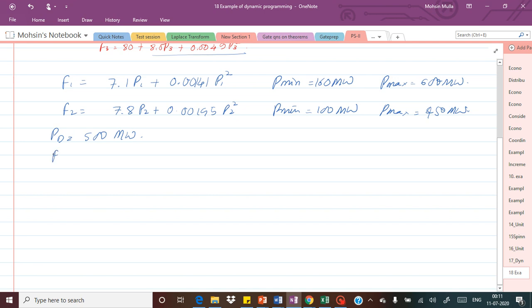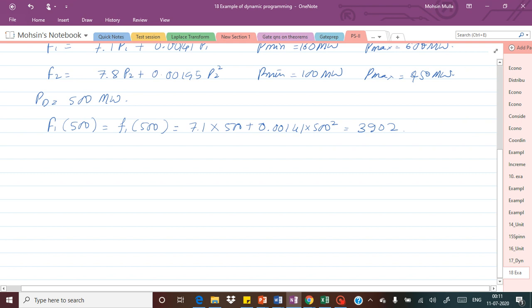F1 of 500, we'll take that load as 500 here, and let us calculate only with the help of the first unit, because the first unit is capable of supplying whether it is economical or not. Let us try to find. So let us substitute the value here, 500 megawatt in place of P. So 7.1 into 500 plus 0.00141 into 500 square. Simplification of this will give us 3902 rupees per megawatt hour.